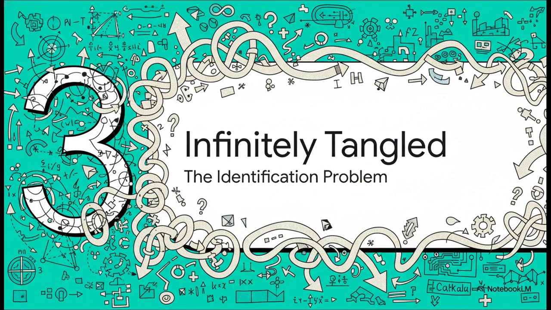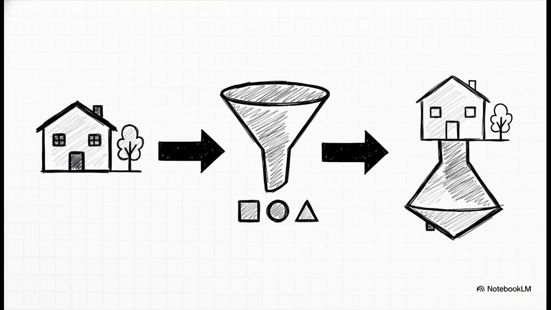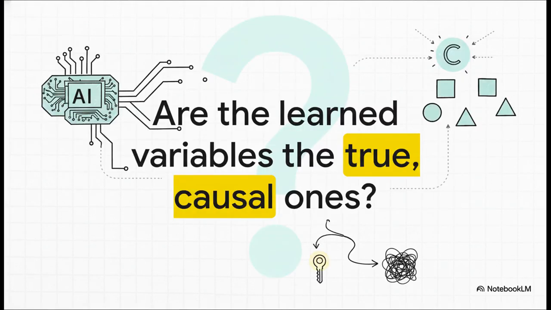Let's see why. Okay, so the standard approach here is to use a model like an autoencoder. It's pretty cool. It takes something complex like an image, and it learns to squish it down into a tiny set of its most essential features. These are our latent variables. Then it tries to rebuild the original image using only that squished down information. So if the AI can rebuild the image perfectly, its job is done.